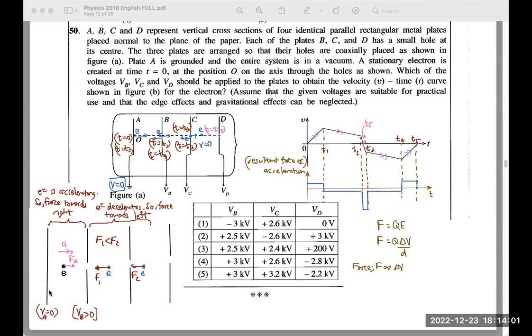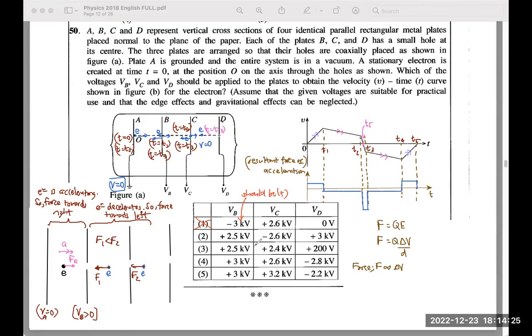Now VC should be repelling the electron. First of all, people, VB should be positive. So the first answer is wrong, because VB should be positive. Now in the second answers, we don't know the value of VB.